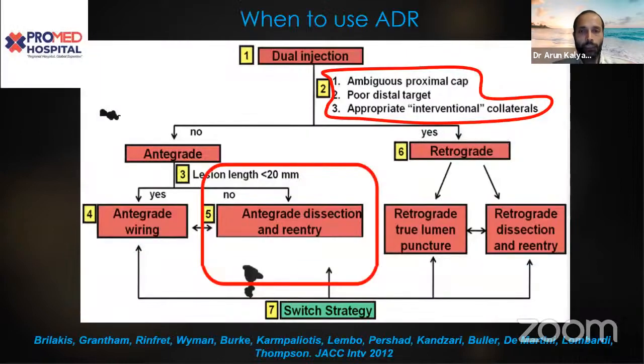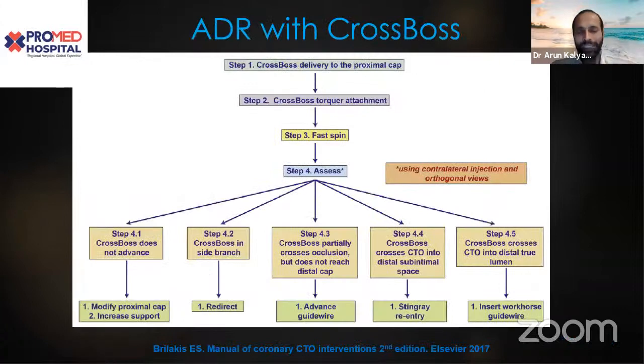And this is the famous, the original hybrid, version 1.0. And again, typically, if you can't wire it successfully, have a plan for dissection reentry antegrade. And I'm just going to go over the steps here. I think already between Dr. Bang and Jay, we've kind of covered when do we consider ADR.